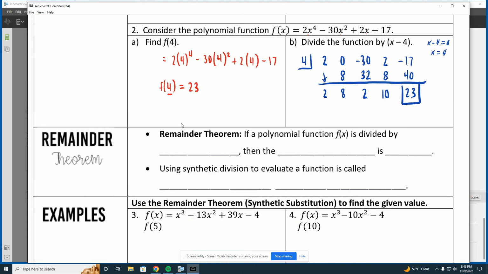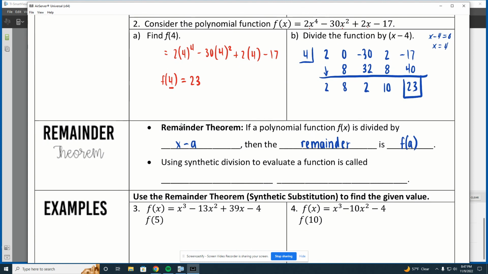Here's the point. Remainder theorem. If a polynomial function, f of x, is divided by x minus a, then the remainder is f of a. So if I use synthetic division, the remainder, what's left in the box at the very end, is the solution to f of a. Using synthetic division to evaluate a function is called, big tricky one here, synthetic substitution. It's called synthetic substitution.